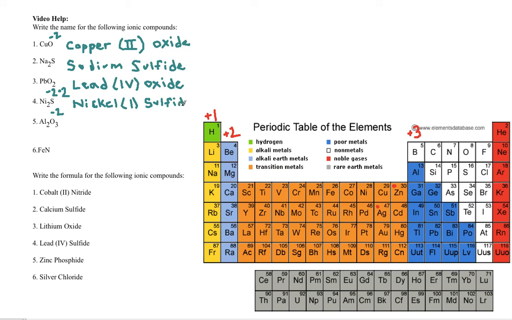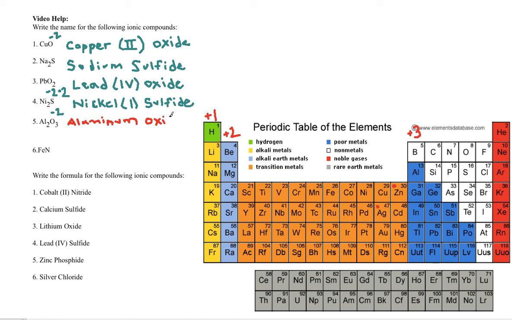Okay. For the next one, aluminum. If you look aluminum up on the periodic table, we know its charge always. It will always be +3 no matter what happens. And so I don't need to put the charge of it, even though I know it's +3. I don't need that information. Okay, so I can just write aluminum and then oxygen becomes just oxide.